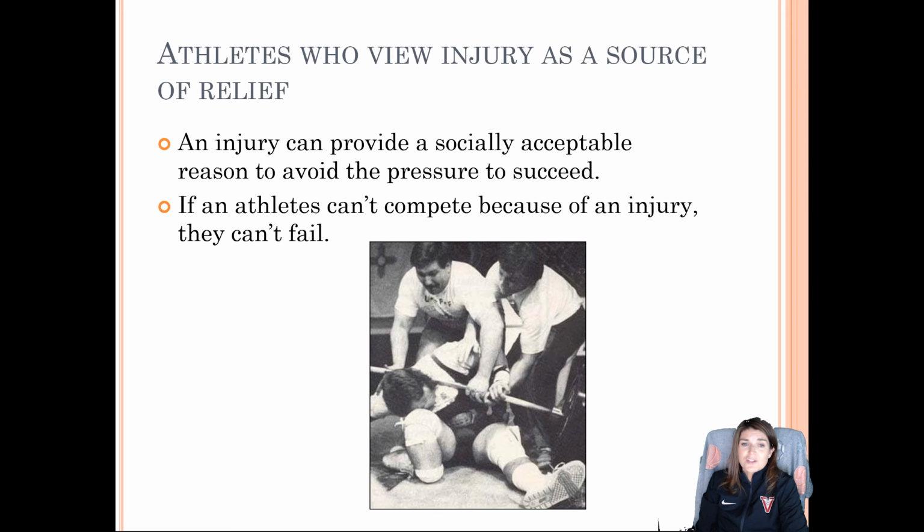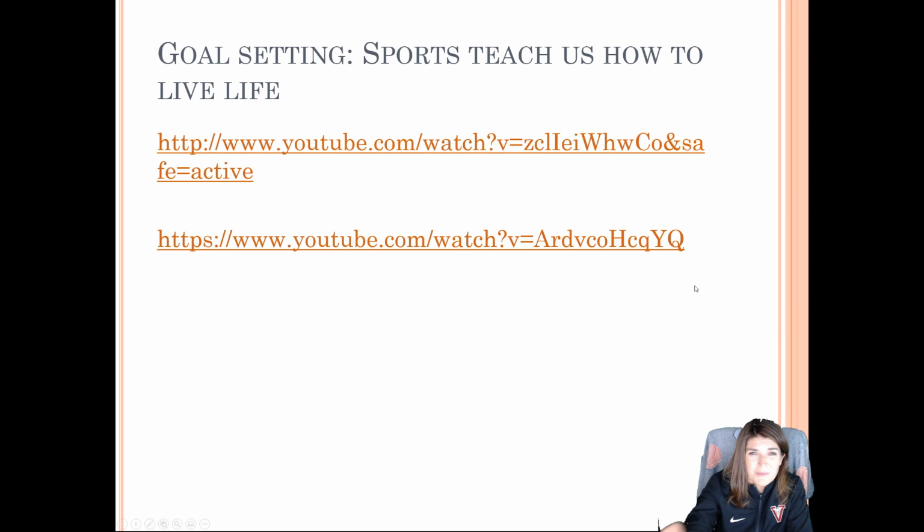Okay, so it's a source of relief if you don't have to get out on the court, if you don't have to get out on the field, and especially if you get anxiety when you have to be out in front of people. If they're injured, they made the team and they don't even have to get out there. So it's kind of a win-win. So that can happen sometimes with some of the sports psychology aspects of different athletes.